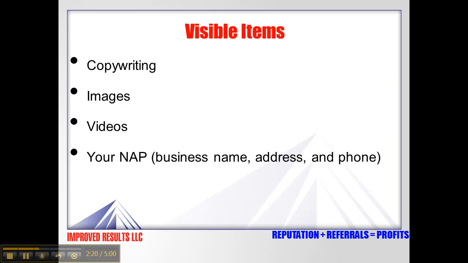What's called your NAP, which stands for your business name, your address, and your phone number. Google, particularly in local, really pays a lot of attention to your NAP, and your NAP has to agree totally across the board, not only on your website, but on your Google Places listing, on all the citation sites that we go out and find for you, on all the directories we find. It has to be total 100% agreement with your NAP, but it is a visible item.